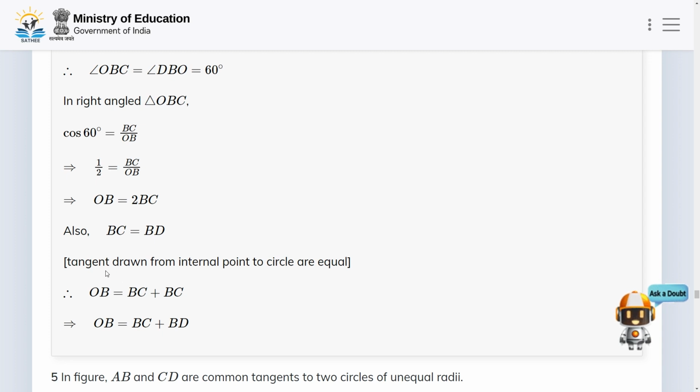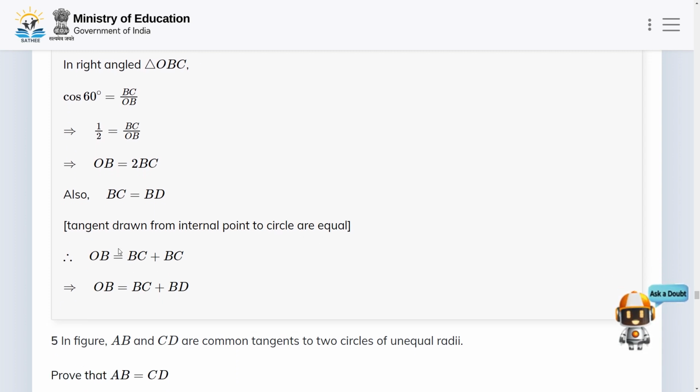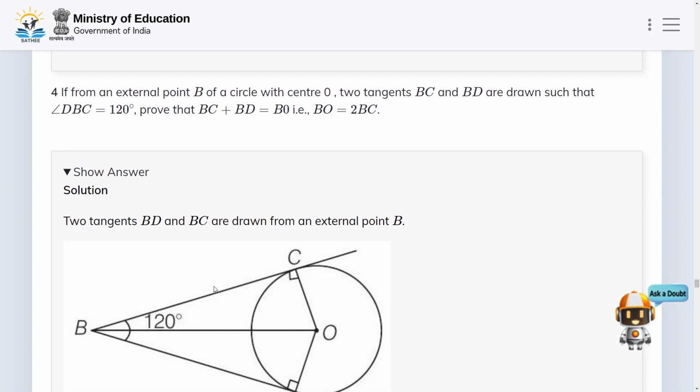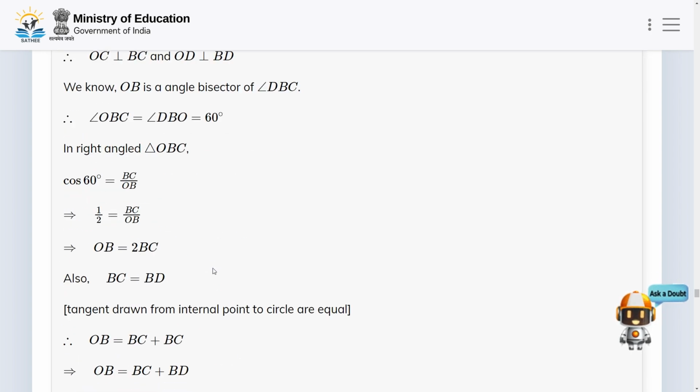Also BC is equal to BD, since tangents drawn from an external point of the circle are equal. Therefore OB is equal to BC plus BC, and it implies OB is equal to BC plus BD. So OB is equal to BC plus BD, hence proved. Now let us move to the next problem.